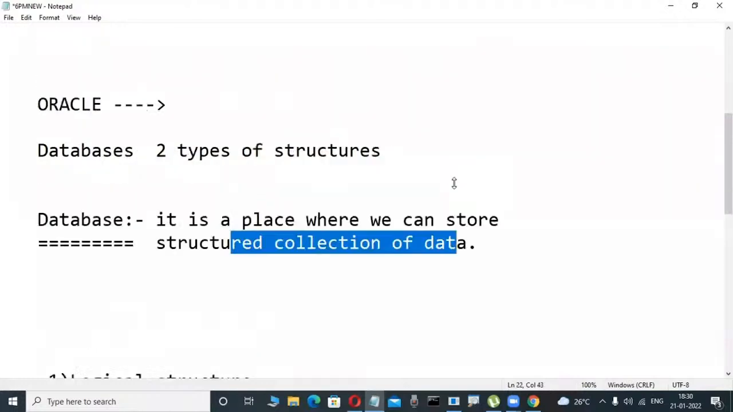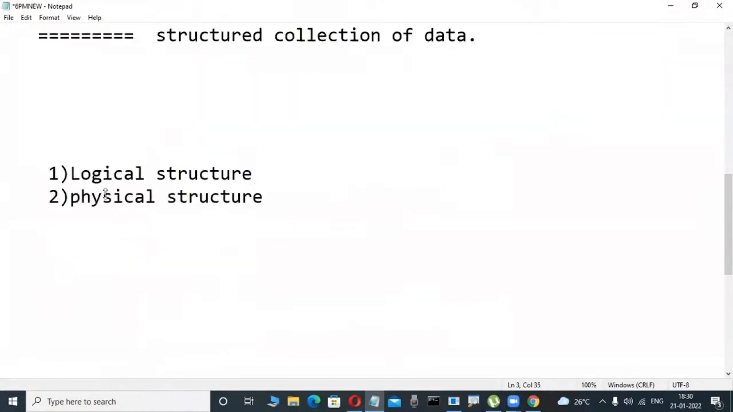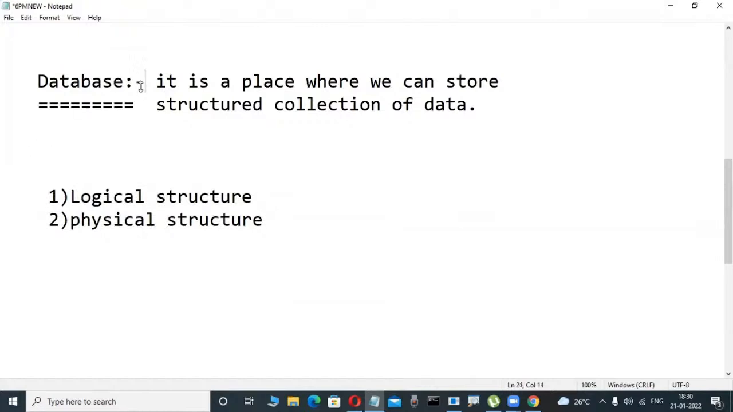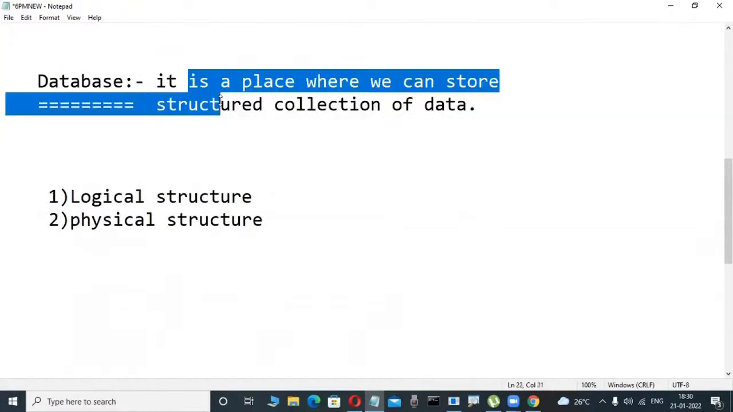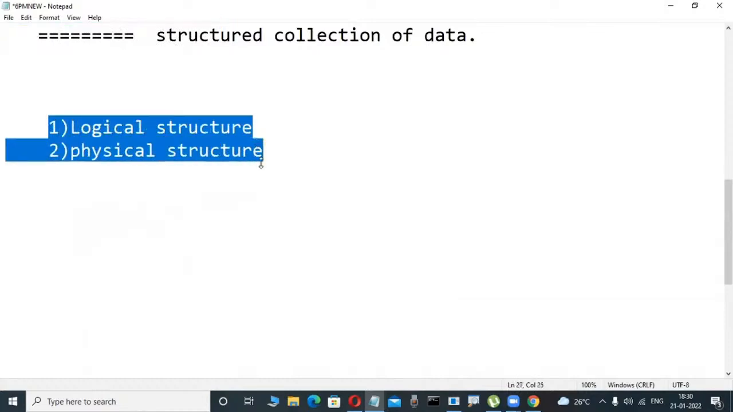Okay, fine. But whenever we are installing these types of software, two types of structures are there. One is logical structure. Another one is physical structure. This definition I am not explaining today. You will understand it one of these days. Now observe it. First, two types of structures are there. One is logical structure. Another one is physical structure.